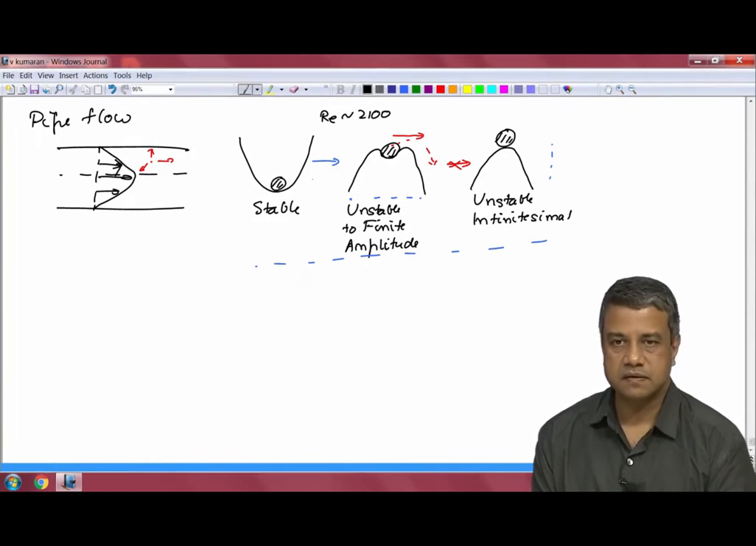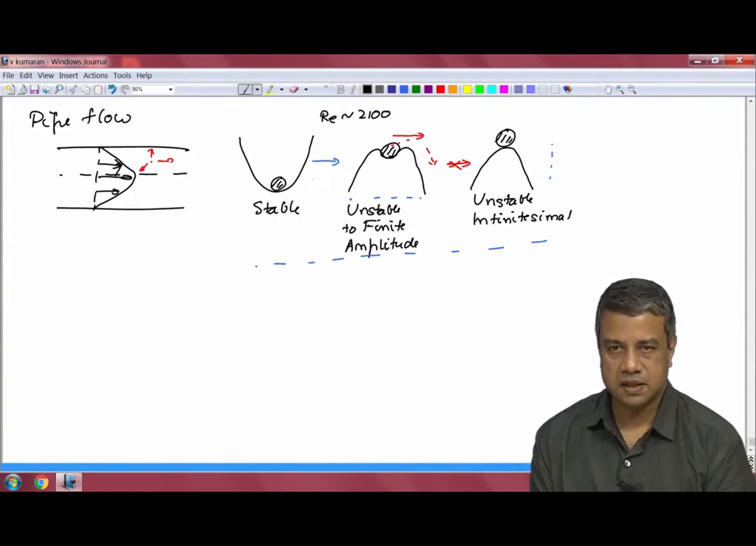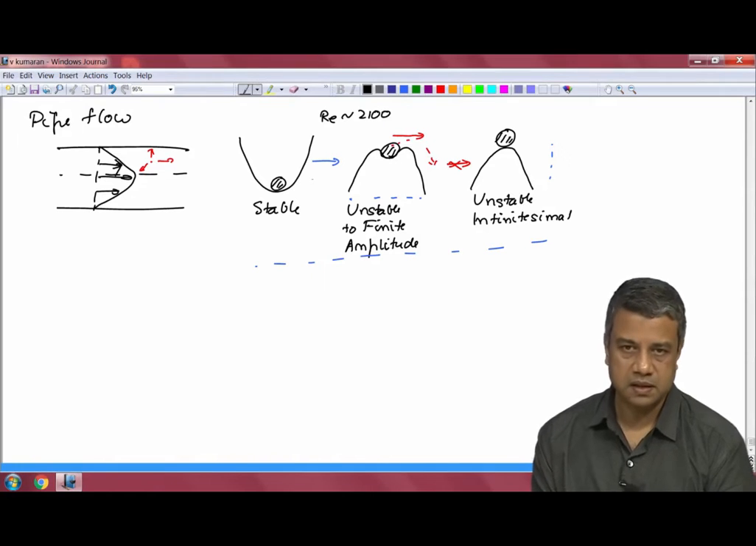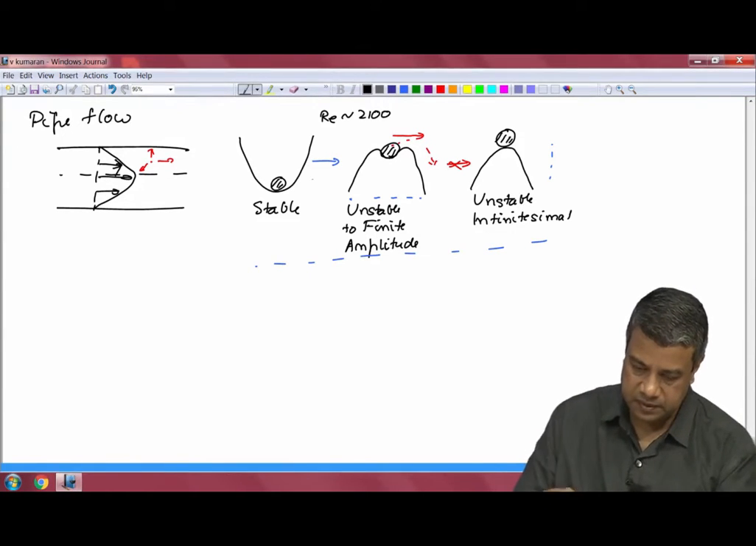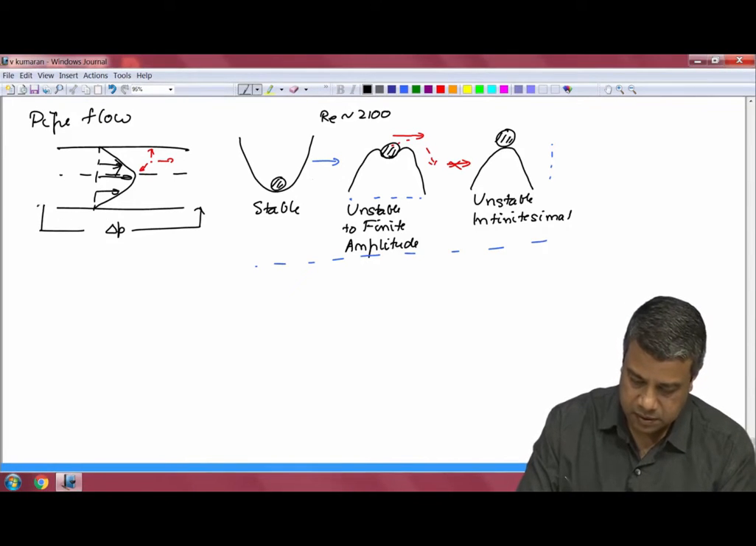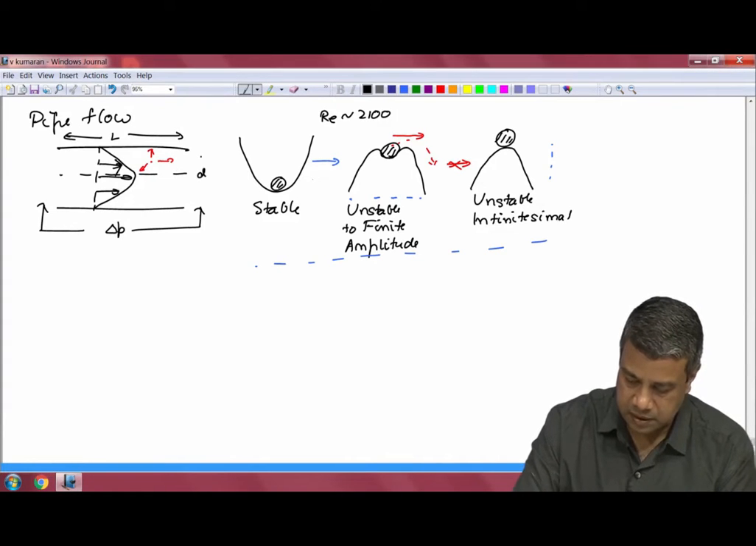What are the characteristics of a turbulent flow? First of all, it is highly dissipative. That means that the power required for a turbulent flow is much higher than that for a laminar flow, or the pressure difference required for a turbulent flow is much higher than that for a laminar flow. So, the pressure difference across the ends of the pipe of length L and diameter D.